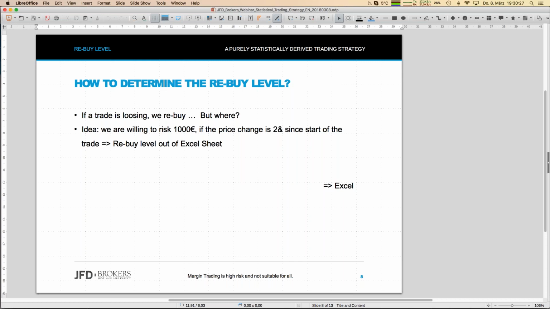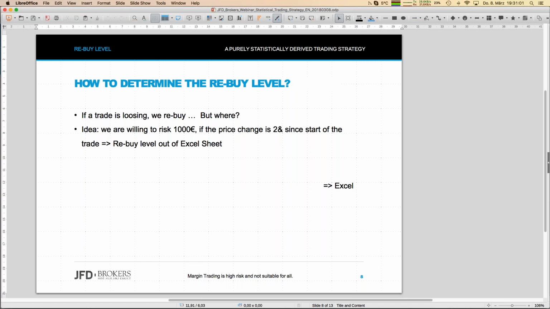That is something which you can only do if you still have a stop loss. But now we have a question: where to set the rebuy level? Where to say, okay, loss is enough. We should rebuy in order to get a better average entry price. If you do something like that, then you first have to say how much money you are willing to risk for that kind of trade sequence.